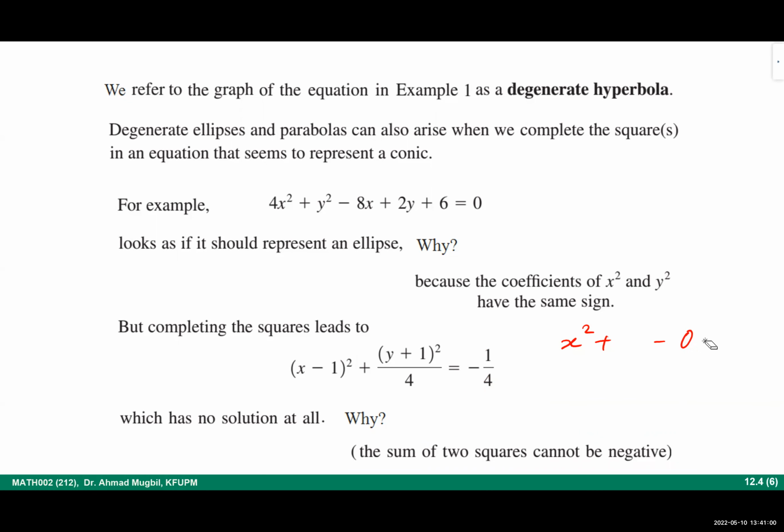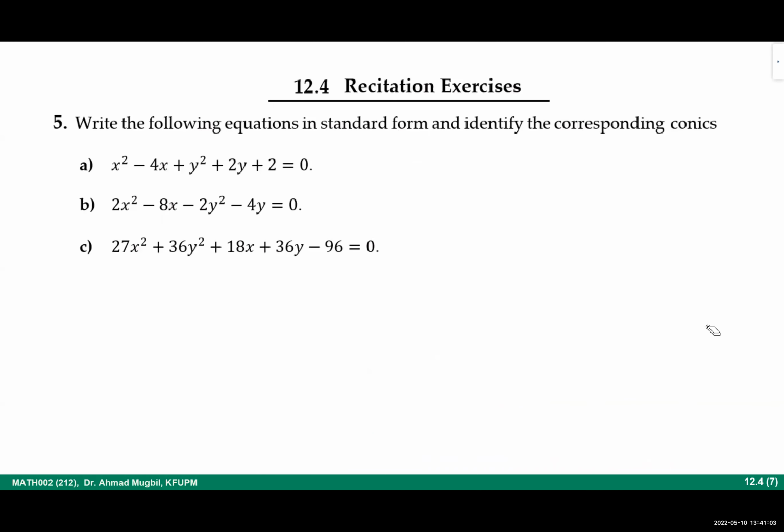Excellent, ya Shabab. Now, I believe you can solve this recitation exercise. We will not solve it. I will leave it for you, by the way, because you know how to complete the square, right? What do you expect the first one will be, if it is not, of course, degenerate?